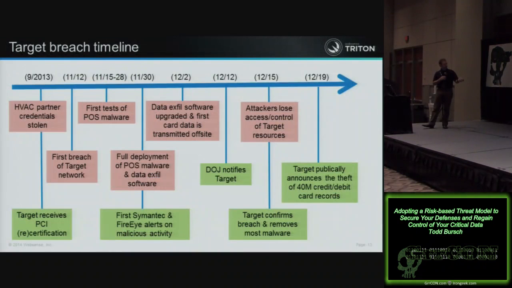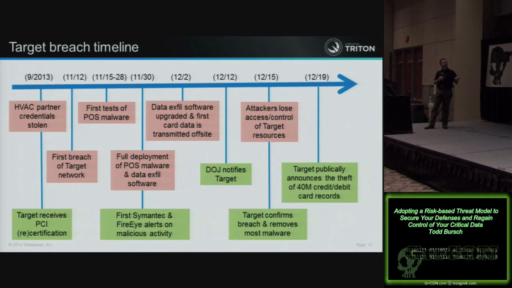Target actually had a PCI recertification in September, around the same time that the HVAC vendor was compromised. The first breach happened middle of November, and this is the roll-up right before Black Friday. The first test of the POS malware happened literally 3 days after they gained access to the network. 2 weeks later, FireEye and Symantec started firing off alerts to malicious content that was found on the network. And by that time, they had a full deployment of the POS RAM scrapers. And 2 days later, they started doing the data exfil via FTP.